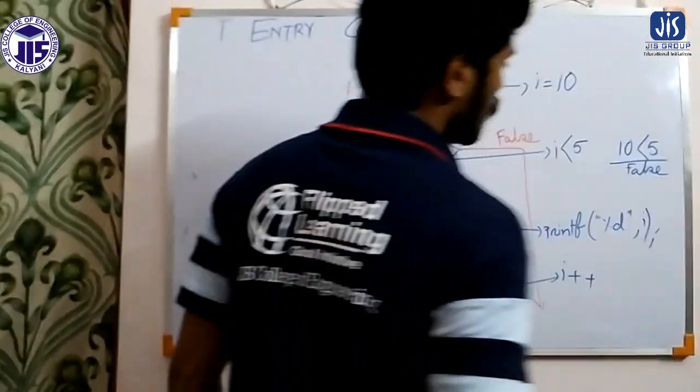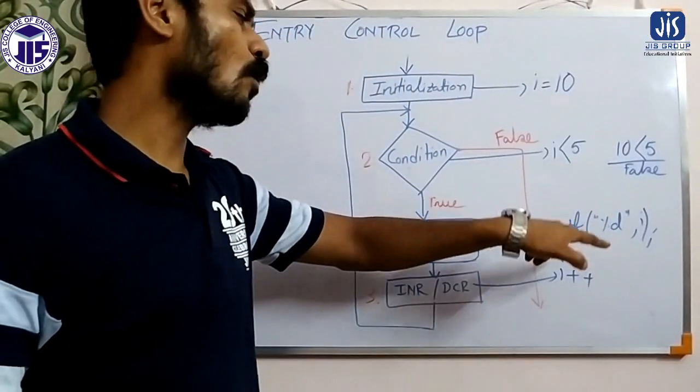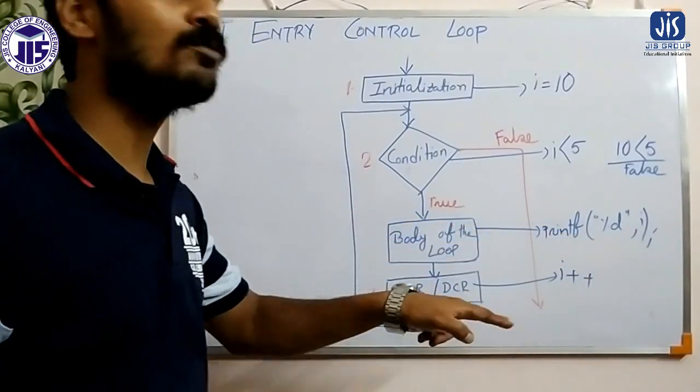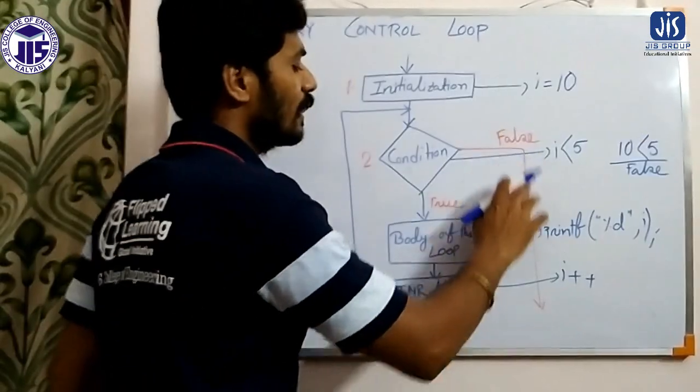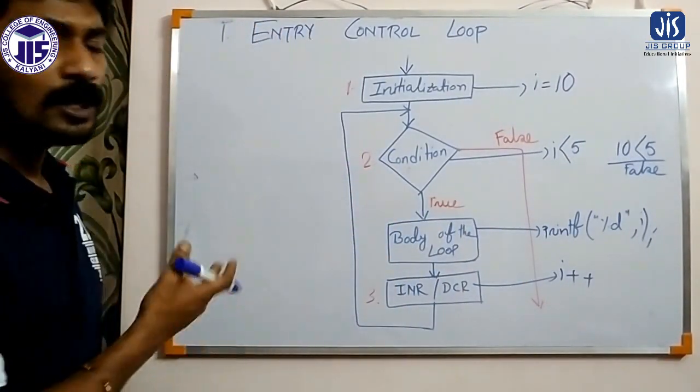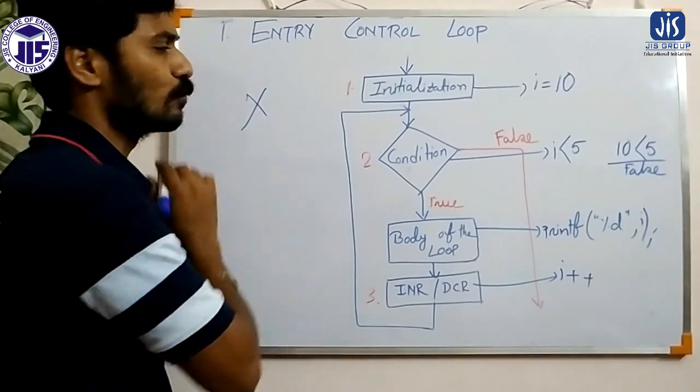Which is false. So when the condition is false, obviously the body of the loop will not execute. The increment will not be performed. It will directly come out of the loop. Okay. So what output will we get? Due to this, we are not getting any output.